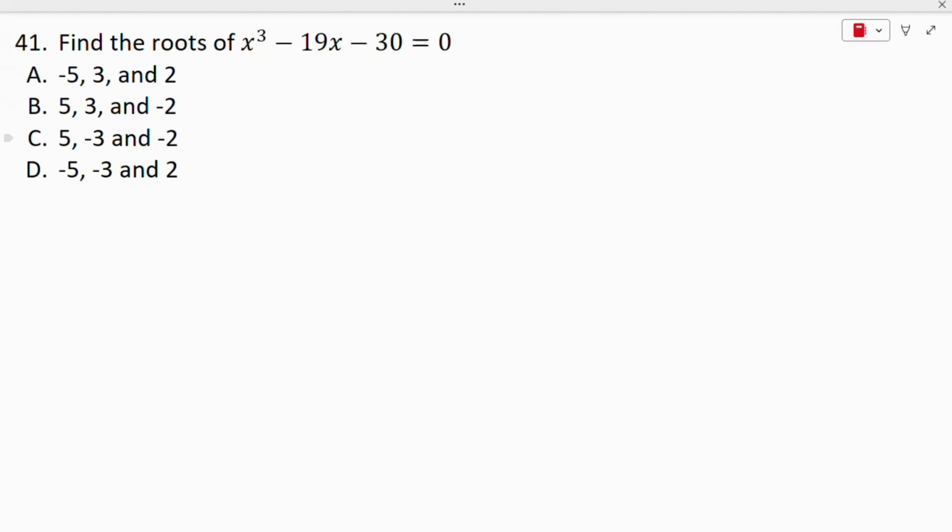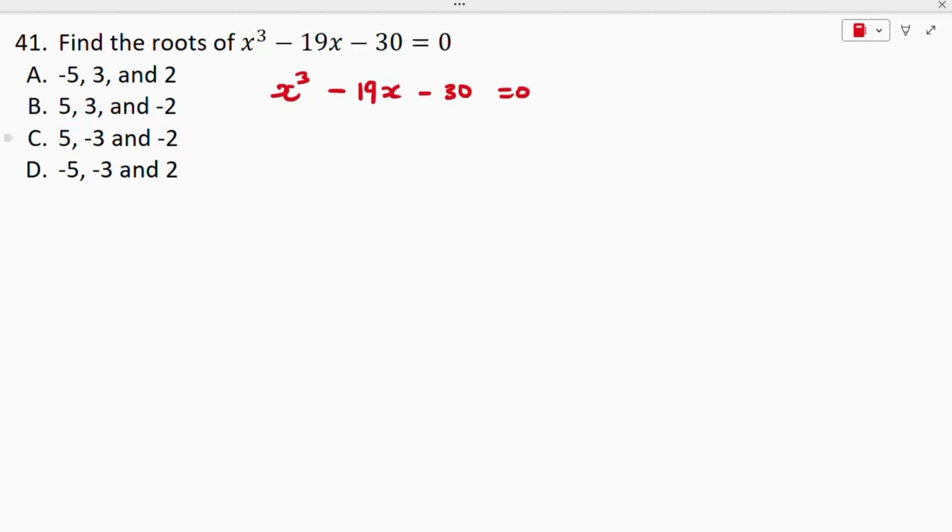Alright guys, JAMB CBT questions 2024, question number 41. Find the root of x raised to the power of 3 minus 19x minus 30. So we have x raised to the power of 3 minus 19x minus 30, and this is equal to what? 0. So the first thing you want to do is apply the rational root theorem.